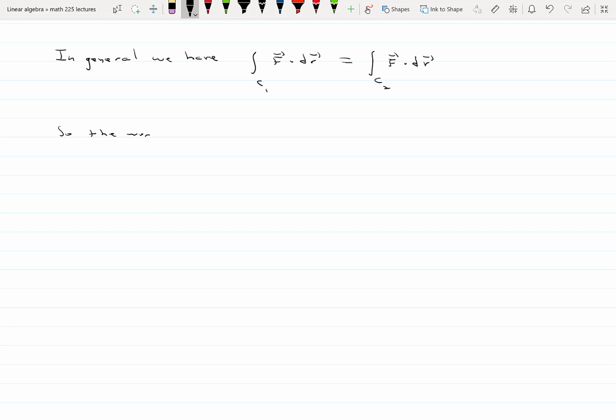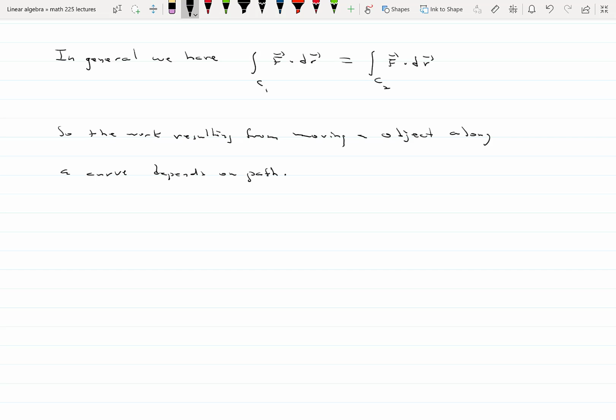Okay, so let's write that out. The work generally resulting from moving an object along a curve between the same two endpoints. Moving along different curves depends on the path. Depends on the path.